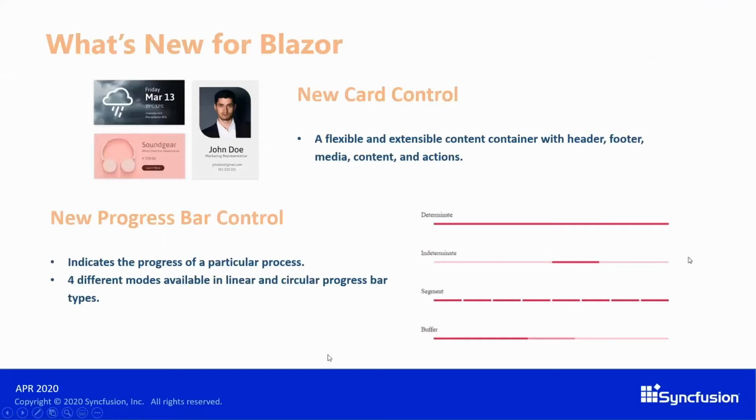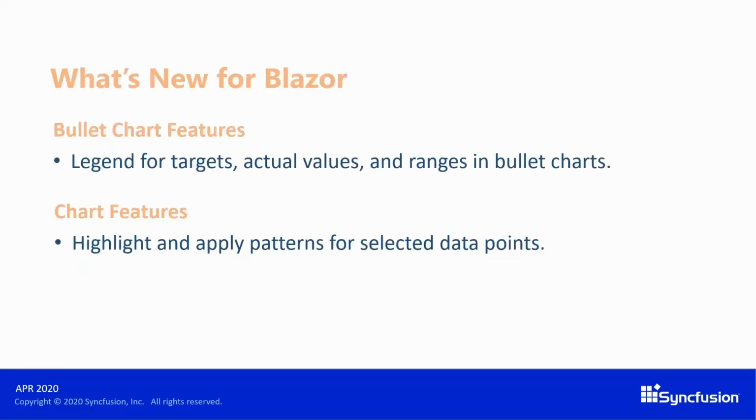So these are the new components introduced in this Volume 1 2020 release for Blazor. Now let's see the new features that are included to the existing Blazor components of Syncfusion. So to the bullet chart control, we have included the support for legends. You can now show the legends for different target values and the actual comparative value, as well as for the ranges that are displayed on the bullet chart.